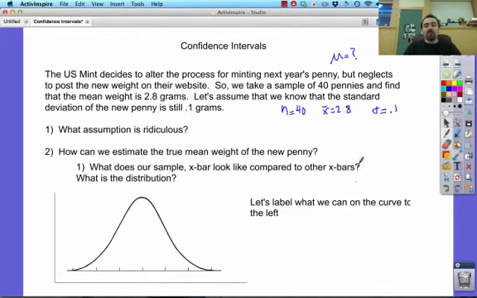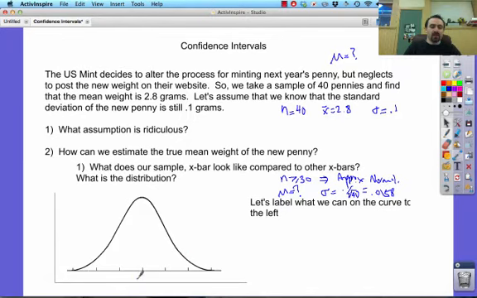Okay, so what does our sample x bar look like compared to other x bars? That's the question of what the sampling distribution looks like. Well, what do we know? We know the sample size is bigger than 30, so we know the distribution is approximately normal. Okay, good. We don't know the mean, but we do know the standard deviation should be 0.1 divided by the square root of the sample size, the square root of 40, which is 0.0158. So the standard deviation of x bars for samples of 40 pennies should be 0.0158.